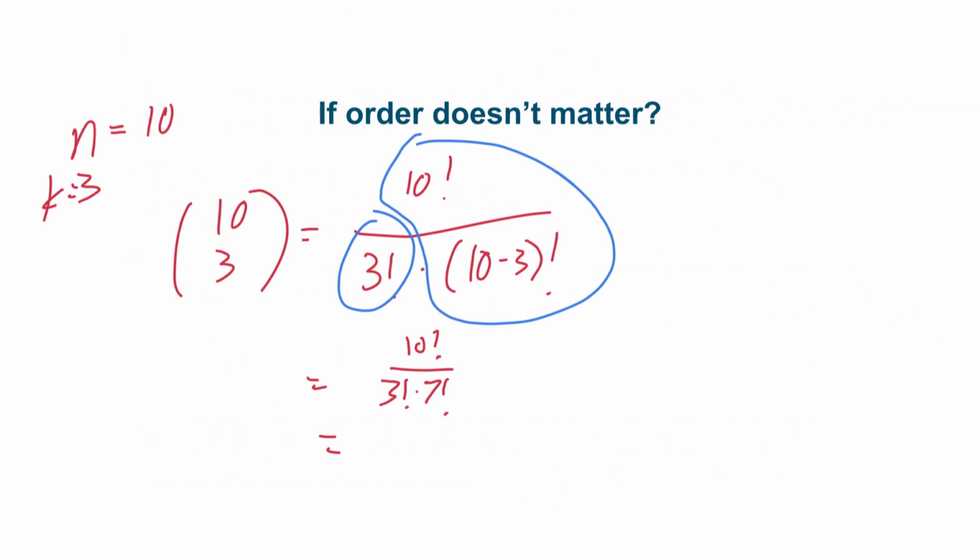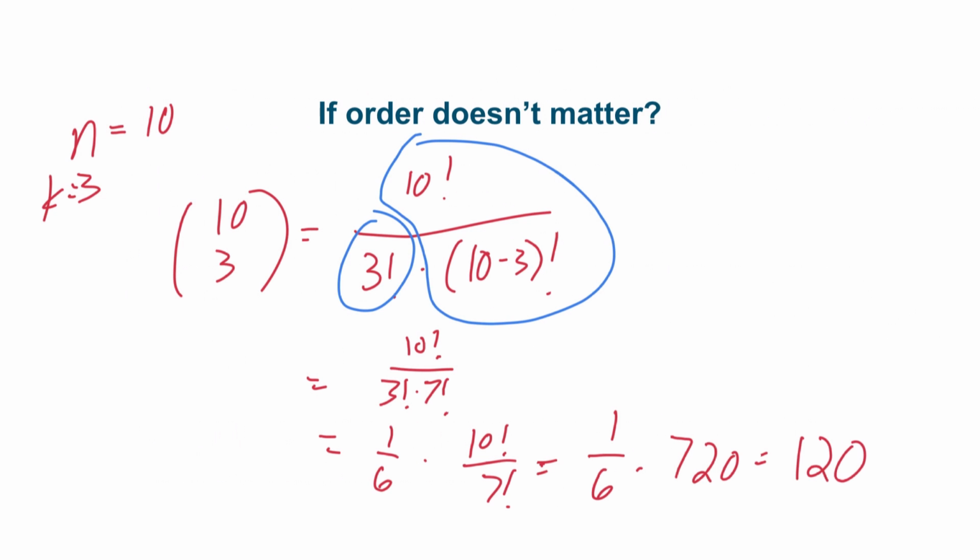So we already know that this is equal to 1 divided by 6 times 10 factorial over 7 factorial. So this is 1 over 6 times 720, so 120. So the number of possibilities goes down by a factor of 6. I really lose a lot when I say the order doesn't matter. But this makes sense because I'm dividing by k factorial. So actually, I know exactly how much it's going to go down by. It's going to go down by a factor of k factorial.